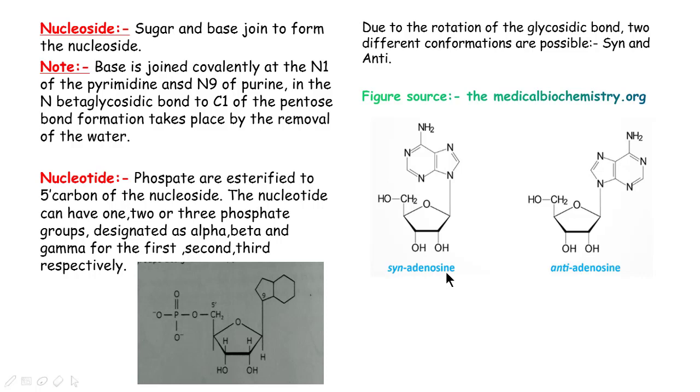This is the diagram of adenosine. When the base is on the same side as the sugar, it is known as syn adenosine. When it is in the opposite direction, this is known as anti.